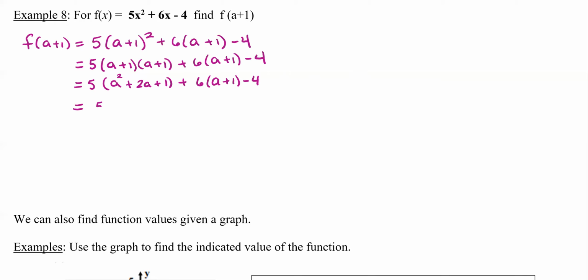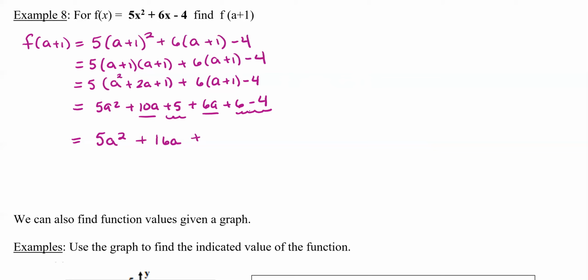Let's distribute that 5. Let's distribute the 6. Let's combine like terms. There we go. I would highly recommend you practice number 8. You will see this one again.